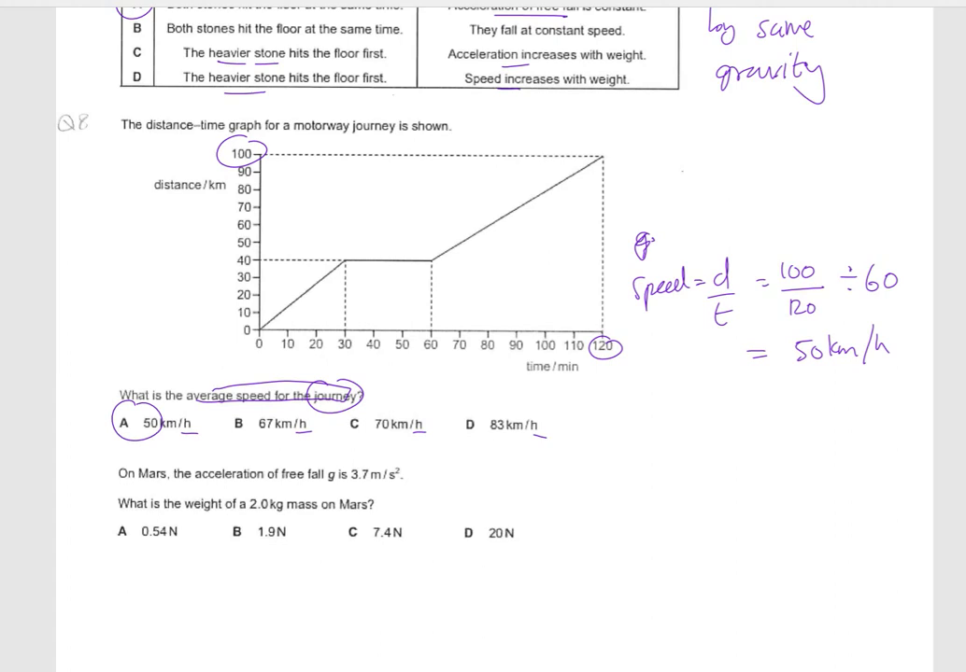Okay. Now again, average speed for the whole journey. That's how far it went for the whole journey, and that's how long. So it took 120 minutes to get there. I need to divide by 60 to get the hours.